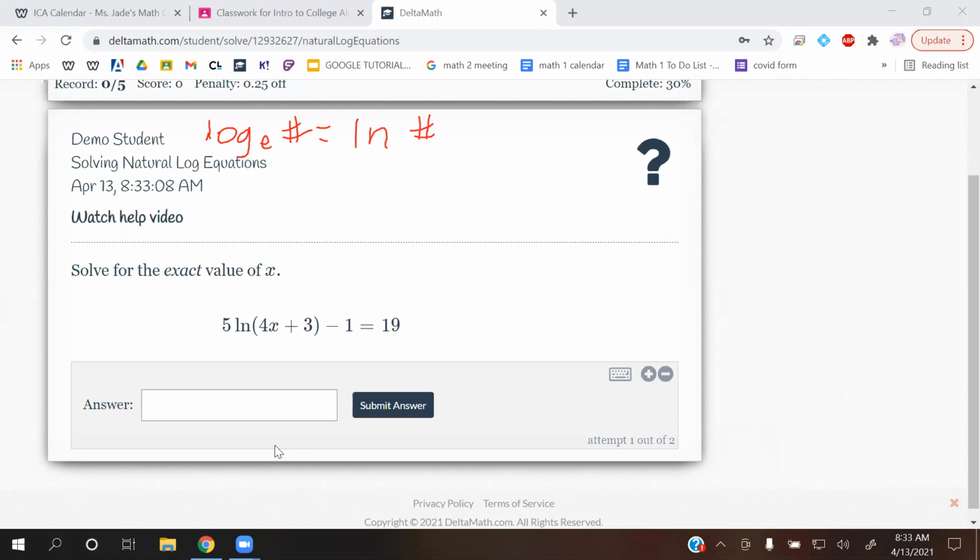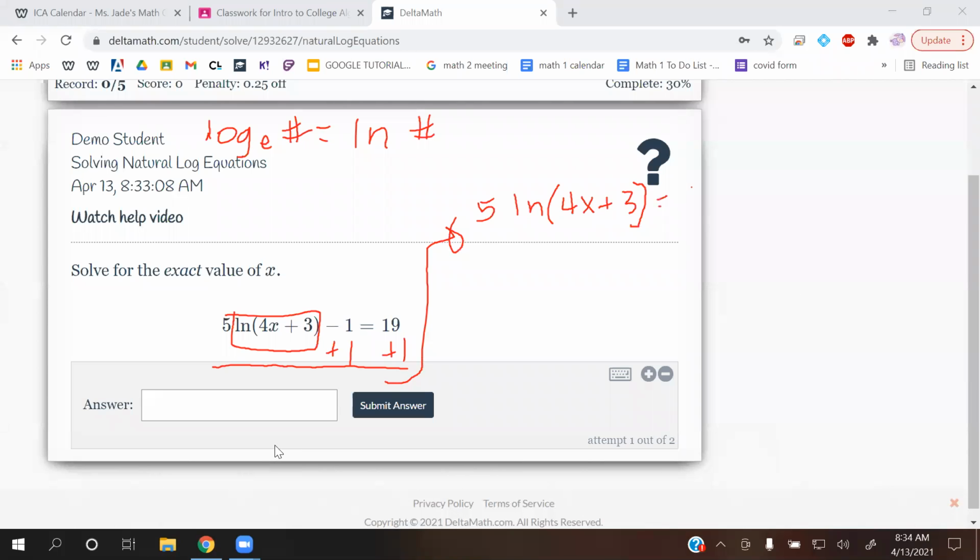Anyways, let's try to get our natural logarithm by itself. So, that would be this part. So I want to get this part that I just boxed together. I want to get that by itself. So in order to do that, let's first get rid of that -1. I'm going to add 1 to both sides. I'm going to rewrite that over here because I have space here. So that gives us 5 ln of 4x plus 3 equals 20. Because those will cancel out. We just want the ln.